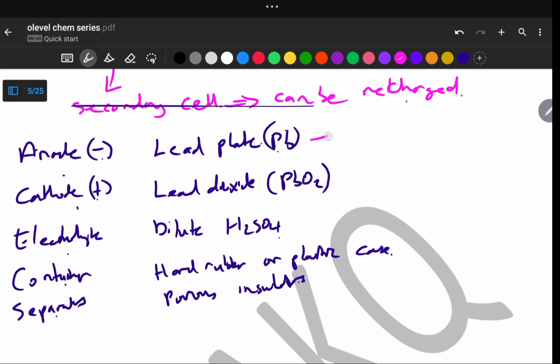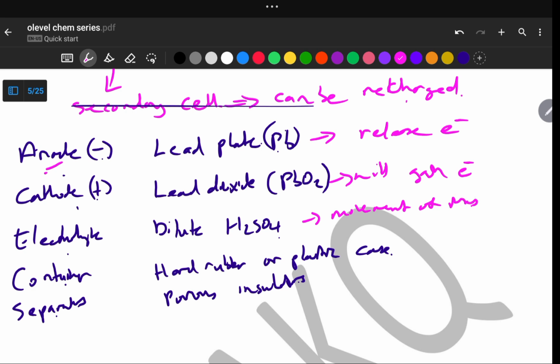So this one will give away the electrons, right? This one will act as the negative terminal. The anode is defined as the electrode which is going to release the electrons. So this one will release the electrons, and this one will gain the electrons. And then the electrolyte allows the movement of ions, right?